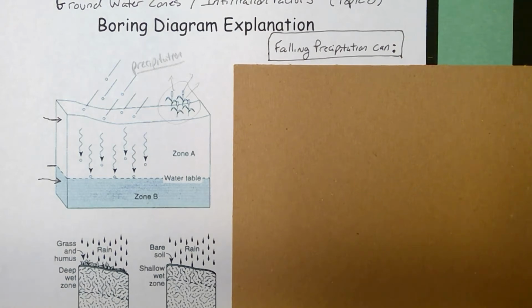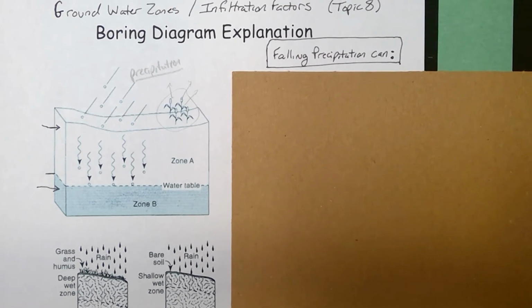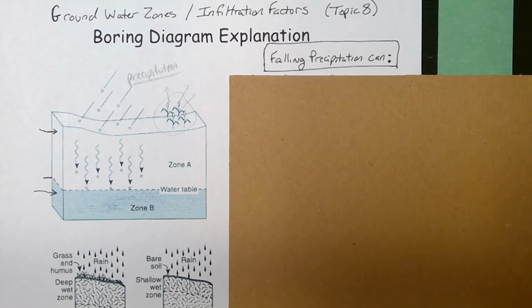Mr. Abbott here, and time for another boring science explanation. This time we're looking at number 59 from the boring diagram explanations. Essentially, these diagrams can help us discuss both groundwater zones and infiltration factors, definitely from topic 8.